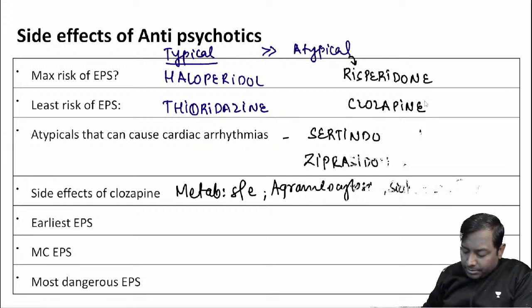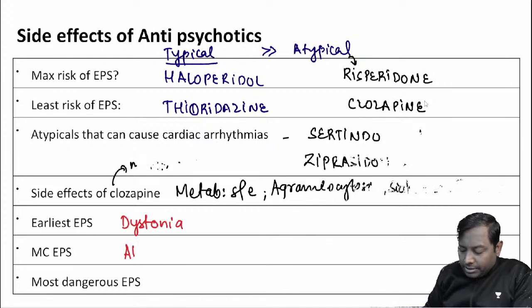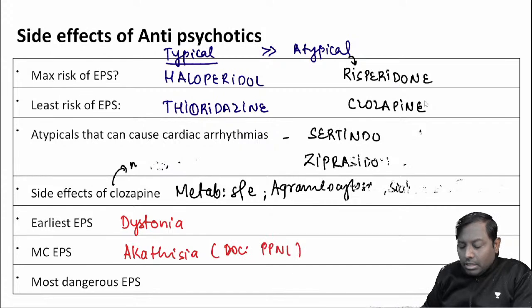The earliest extrapyramidal symptom, 3 important questions. Earliest will be your dystonia. Most common will be akathisia, which is commonly treated with the propranolol. And the dangerous extrapyramidal symptom that we have, which is the most dangerous extrapyramidal symptom, that will be neuroleptic malignant syndrome.